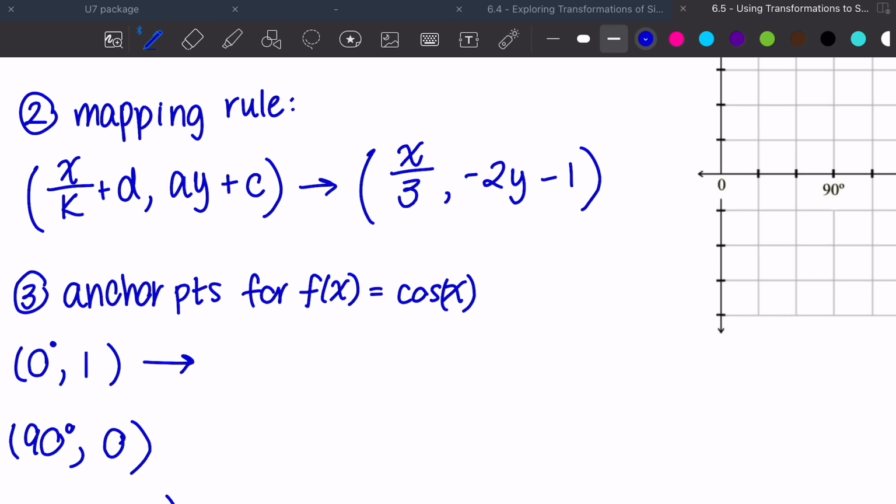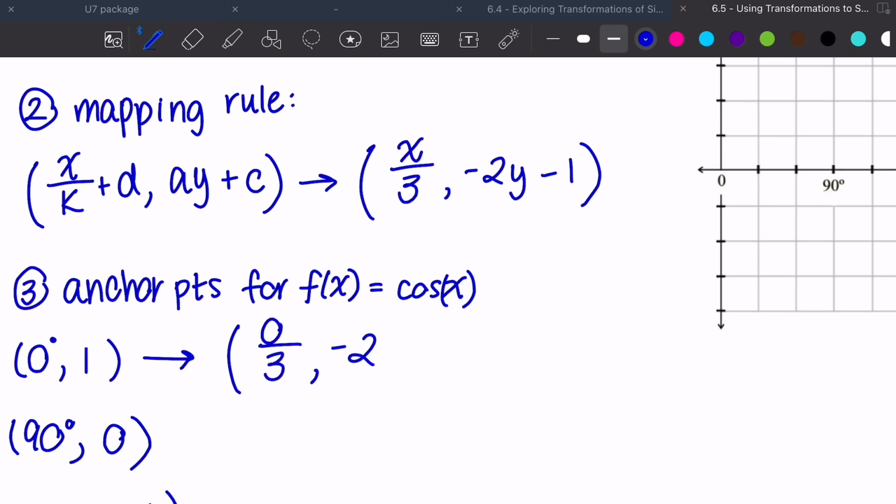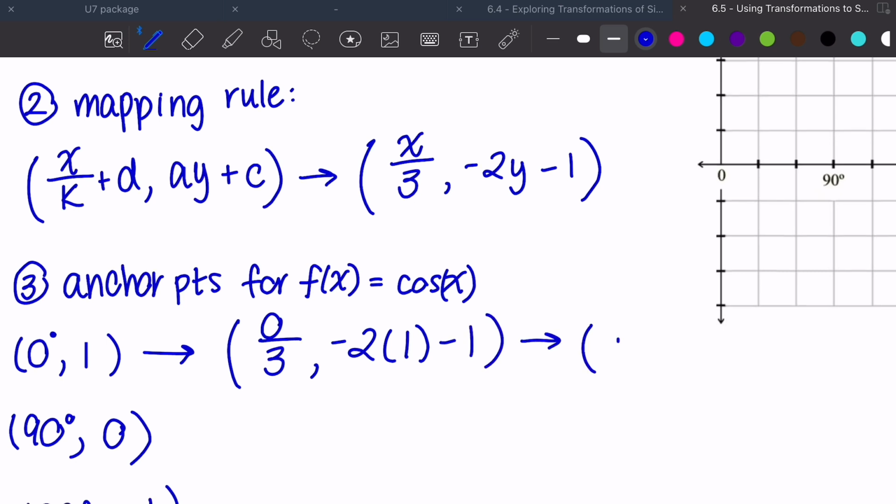So for this first point of 0, 1, this is going to now be 0 over 3, comma, negative 2 times 1 minus 1. That is going to give you 0 divided by 3 is just 0. And negative 2 times 1 minus 1 is going to give you negative 3. Done. Point determined. And you're repeating.